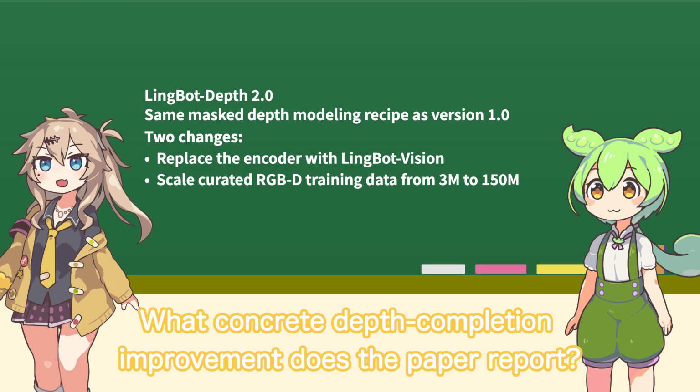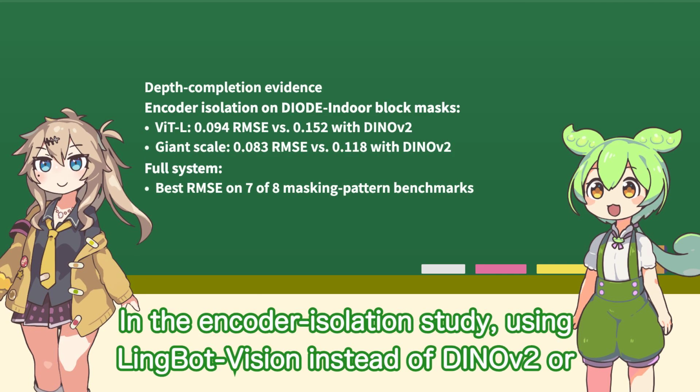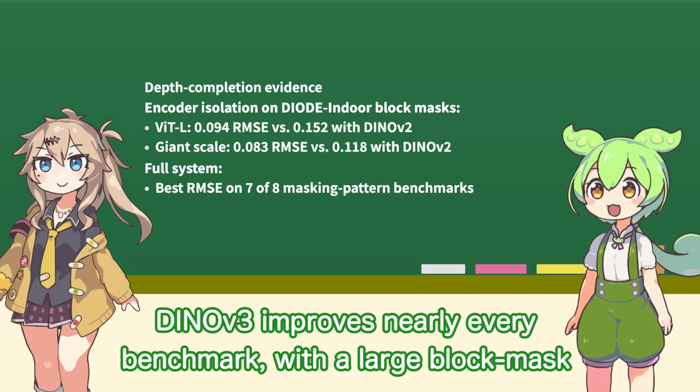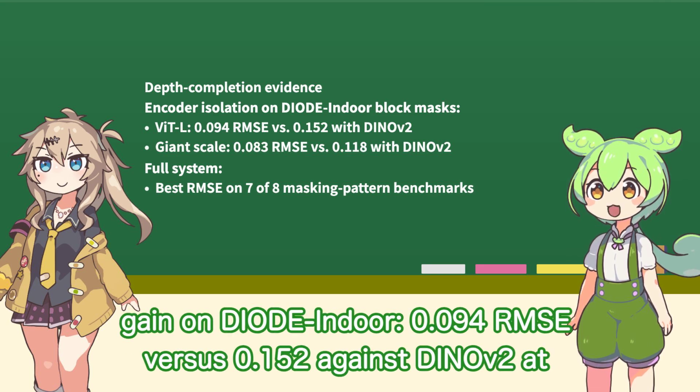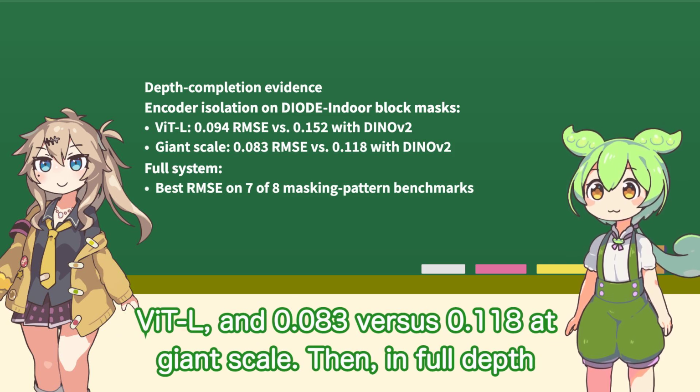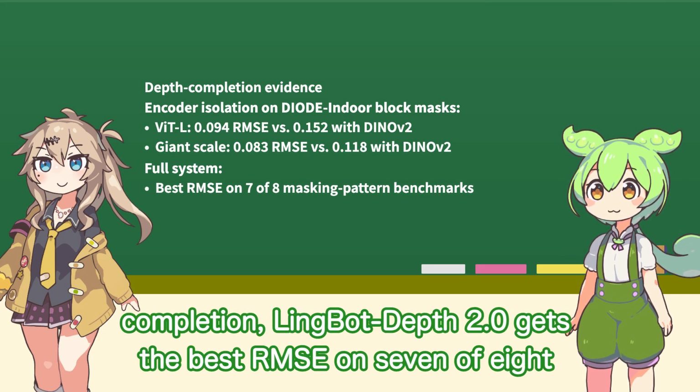What concrete depth completion improvement does the paper report? In the encoder isolation study, using Lingbot Vision instead of DINOv2 or DINOv3 improves nearly every benchmark, with a large gain on block mask DIODE indoor, 0.09 for MSE versus 0.152 against DINOv2 at ViT-L, and 0.083 versus 0.118 at giant scale. Then, in full depth completion, Lingbot Depth 2.0 gets the best RMSE on 7 of 8 masking pattern benchmarks.